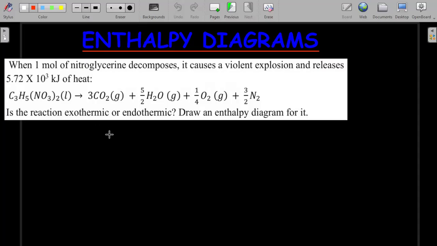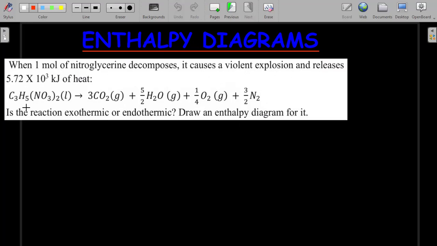In this tutorial, we are going to discuss the enthalpy diagrams for an endothermic reaction and also an exothermic reaction. Let's do that by answering this practical question, which says when 1 mole of nitroglycerine decomposes, it causes a violent explosion and releases a heat of 5.72 times 10 to the power 3 kilojoules.